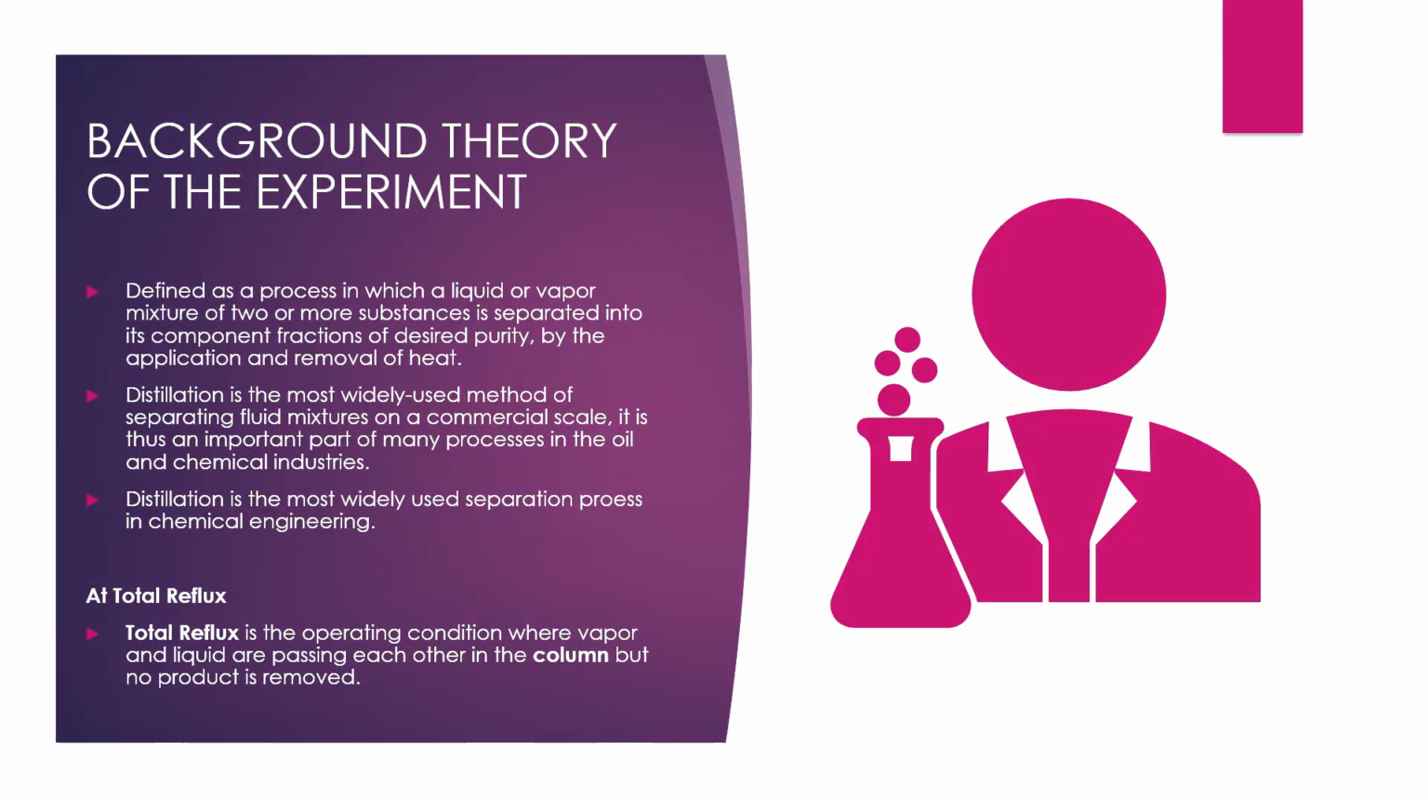The background theory of the experiment. Distillation column is defined as a process in which a liquid or vapor mixture of two or more substances is separated into its component fractions of desired purity by the application and removal of heat. Distillation is the most widely used method of separating fluid mixtures on a commercial scale.